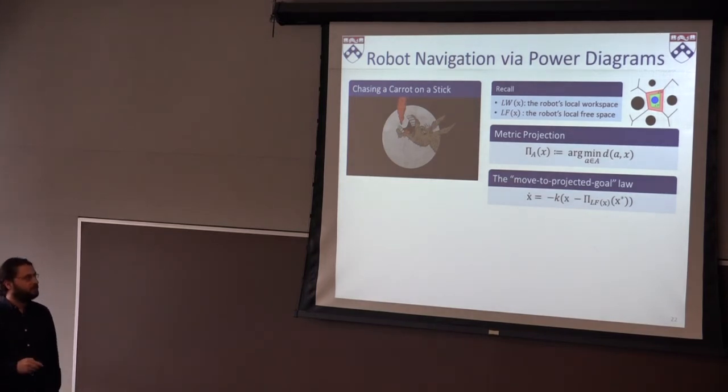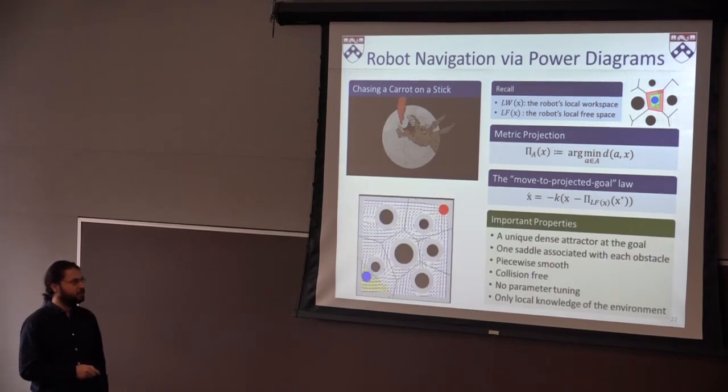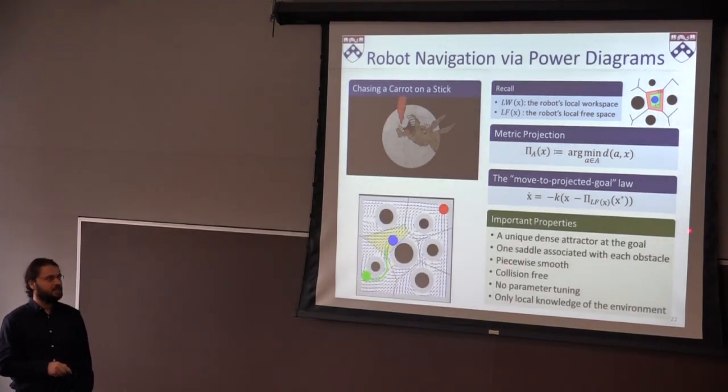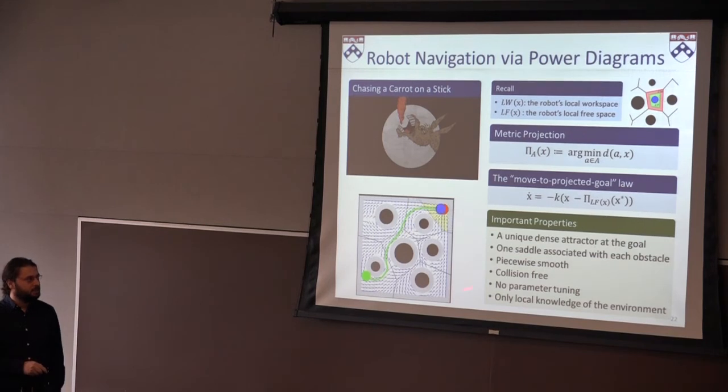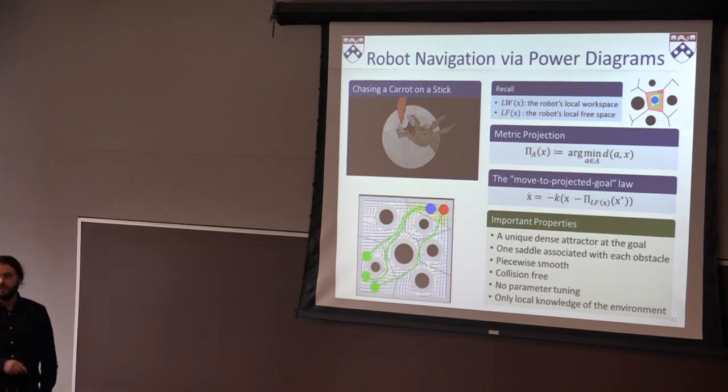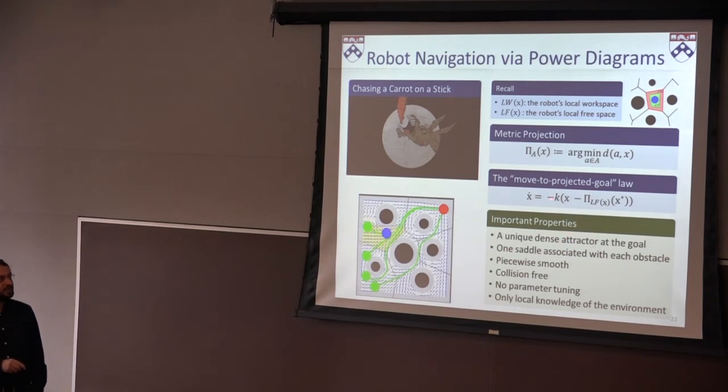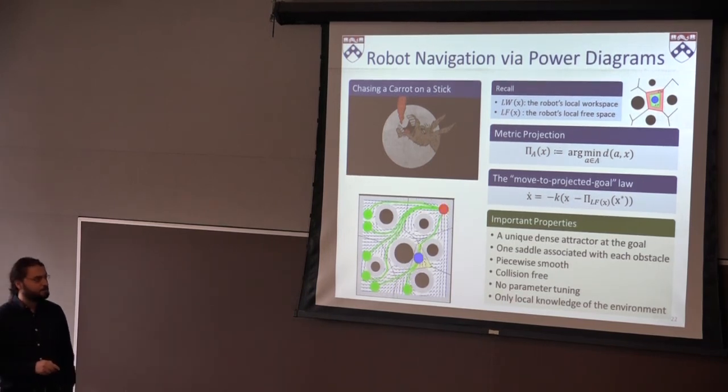And what kind of behaviors can we obtain? It turns out we only have a unique dense attractor at the goal and one saddle associated with each obstacle. It's a topological necessity. And the construction is piecewise smooth and collision-free. We don't need to tune any parameter. Here it's just an arbitrary positive coefficient, the control gain. And it just requires local knowledge of the environment.